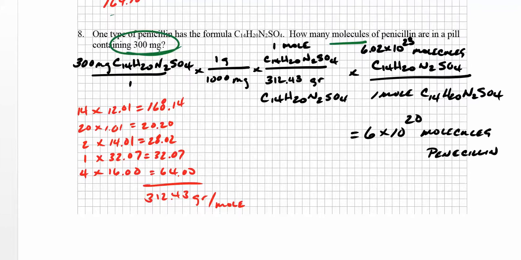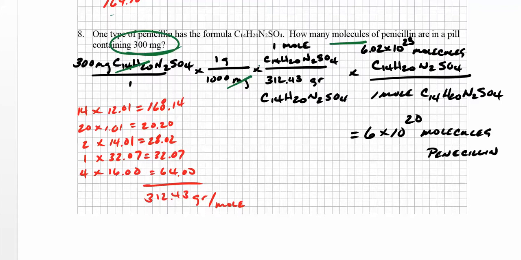So I'm going to start with what I've been given. 300 milligrams of penicillin, C14H20N2SO4. I'm going to put that over 1. Then what I'm going to do is convert into grams, okay? Because milligrams is not going to help me. I need to get it into grams. 1 gram is 1,000 milligrams. So these two are going to cancel away. And I'm left with grams of penicillin. Now what I'm going to do is convert that into moles. I'm going to go from mass to moles.